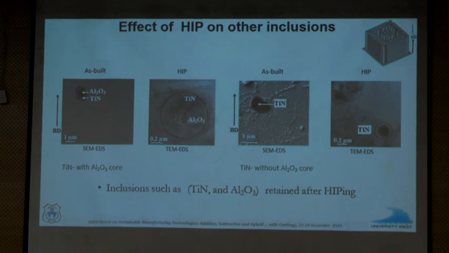What else? We spoke about inclusions. So if you have inclusions such as alumina or titanium nitride, which come from the feedstock, hipping does nothing to them, right? So they are retained even at the end of hipping. So hipping gets rid of pores and defects, but it does nothing to the inclusions, right? So that's the message, correct?